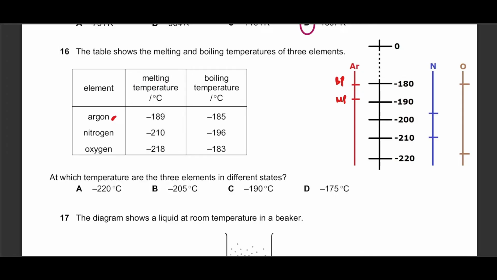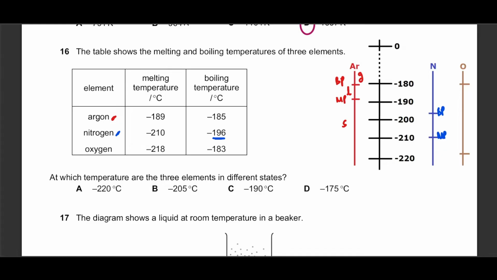So what does that mean in terms of the state of the object? If it is below the melting point, it will be a solid. In this tiny sequence, it will be a liquid. And beyond this, it would become a gas. Same thing happened with the nitrogen. So for nitrogen, we have a melting point at minus 210. So this is my melting point. And this is our, let's say, boiling point at minus 196.